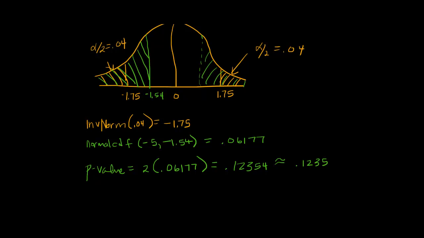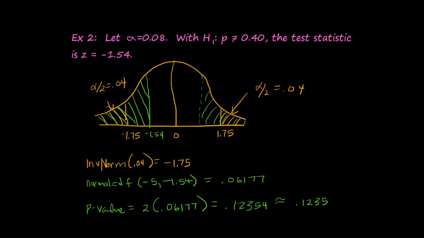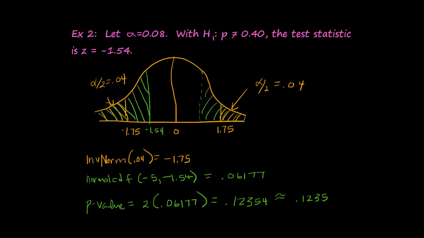Okay, so notice in this example the test statistic is not in the critical region, and our p-value is larger than alpha. Our p-value is a little more than 12%, and alpha is 8%. And we can visually see that it's larger. Unlike the last example, where we were inside that area, we're outside that area. So this is how we can find p-values, the area, the probability associated with the test statistic.